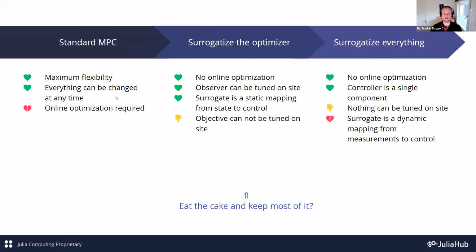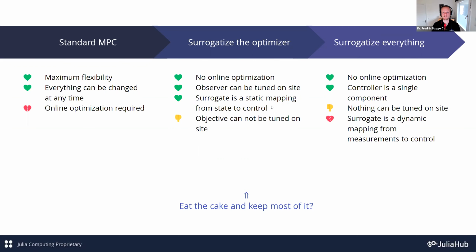If we consider the alternative in the middle instead, where I surrogatize the optimizer, if we keep the observer, the state estimator, outside of the loop and just surrogatize the optimizer, then we get rid of the requirement for online optimization. We now no longer have an optimizer in the loop. And we can still tune the observer on site after we have deployed the controller and learned the surrogate. We can not only tune noise properties that are commonly associated with the observer, but we can also tune things like the integral action time constant if we have added a disturbance model or integral action to our system. Those can still be tuned after we have learned the surrogate.